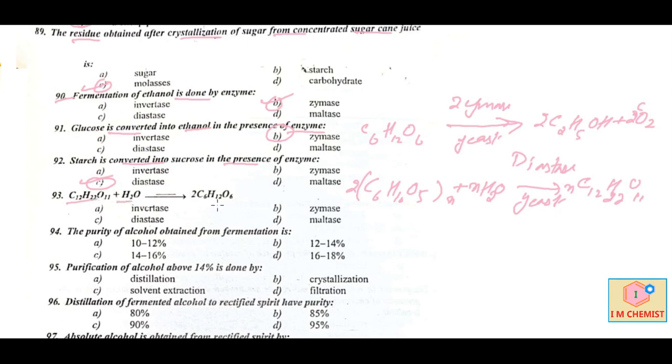C12H22O11 plus water, it gives C6H12O6. Now this reaction is carried out by enzyme that is maltase. So option number D would be correct.